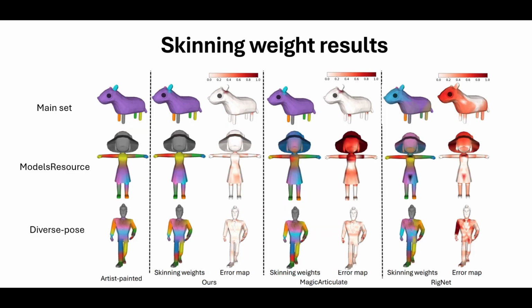For skinning weights, we compare our method with RigNet and Magic Articulate. While Magic Articulate's functional diffusion performs well on the main dataset and diverse pose subset, it degrades significantly on the model's resource due to limited cross-dataset generalization. In contrast, our method produces consistently accurate skinning weights with lower error rates across all datasets.